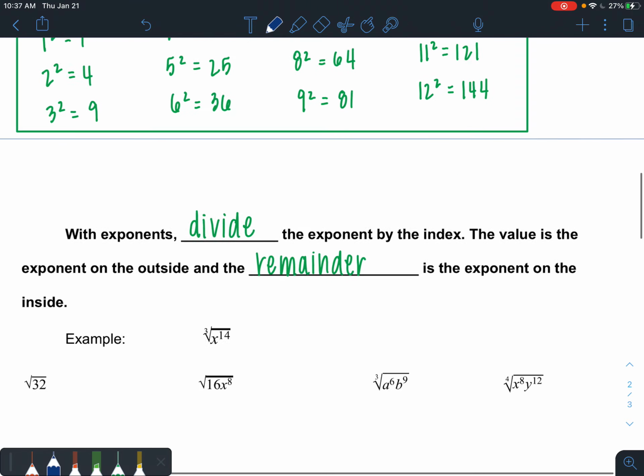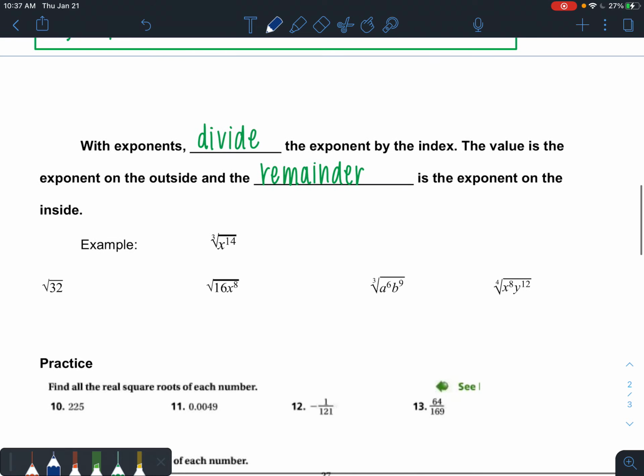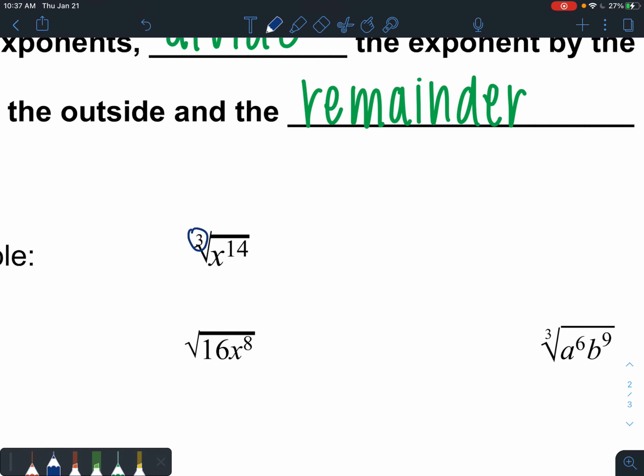All right, with exponents, we want to divide the exponent by the index, and then the value is the exponent on the outside, and the remainder is the exponent on the inside. So we're mixing these two ideas together. Okay, so this is the index, and this is the exponent.